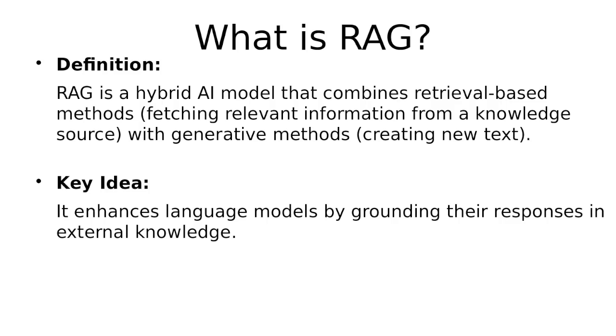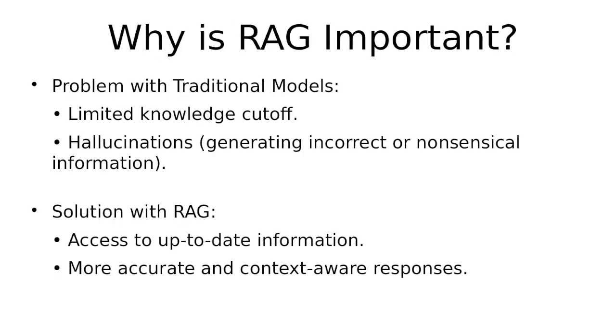These LLMs are powerful in generation, but they have some limitations. In the case of RAG, it is combining the power of both retrieval and generation. That is the key idea of RAG, combining the power of both retrieval and generation. It enhances language models by grounding their responses in external knowledge. So it's something like guiding LLMs with the help of external knowledge. So why is RAG important?